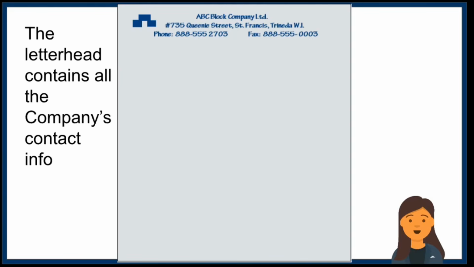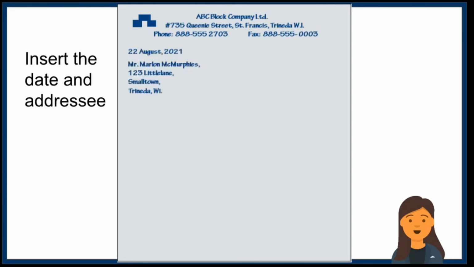And as you can hear, the letterhead is basically taking the place of the address, but all the other stuff still has to be in there. So you continue now on the left side and you just bring it down, everything on the left. So that would be the date, right? So let's say it's the 22nd of August now, 2021. And then you would have your addressee. That's the person that you're sending this letter to.